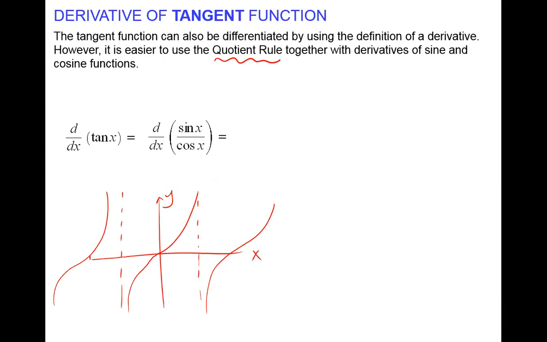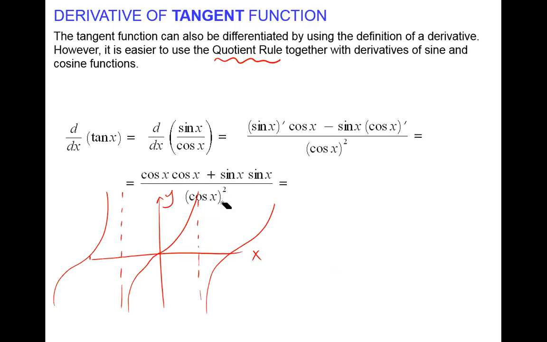Okay, let's see. Tangent of x is defined as sine of x over cosine of x. And the quotient rule: f prime g minus f g prime. Derivative of sine times cosine, minus sine times derivative of cosine, over cosine of x squared, because that was the denominator. Okay, I can actually keep my graph. Derivative of sine of x is cosine of x. Derivative of cosine is negative sine. Please note, I did change the sign. Negative and negative is positive. Okay, cosine square plus sine square of x over cosine square of x.